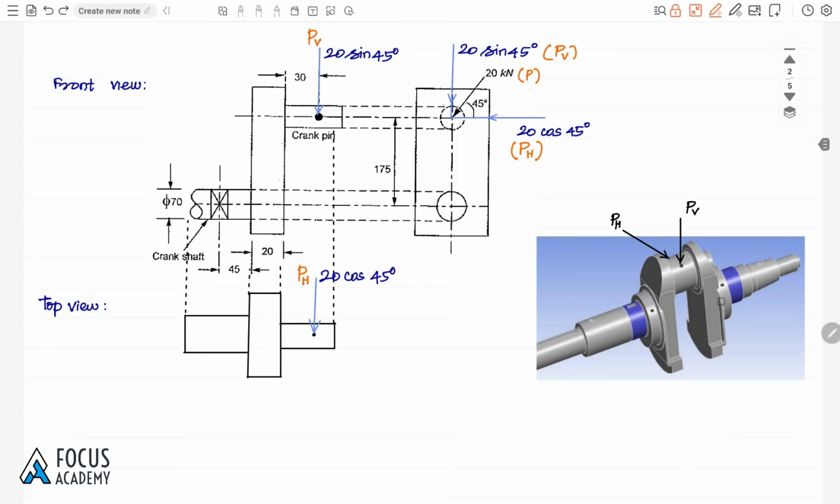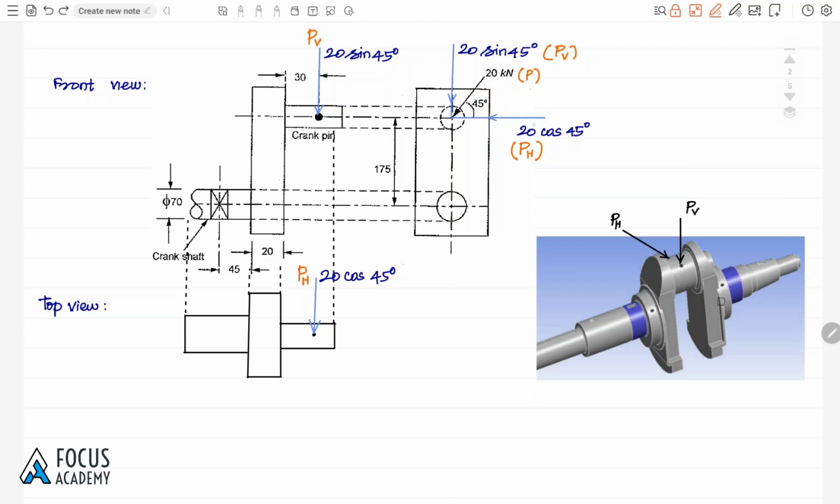So here there's a diagram. Additionally I have drawn the top view also to understand it easily. Here in the side view of crank web, this is crank shaft, and one side of web is given in the problem itself. So this one is crank bearing and this one is crank pin. Here at the crank pin, the load is acting as inclined. In the side view, we can see the load value. The load 20 kilonewton is acting 45 degree inclined. First we need to resolve it.